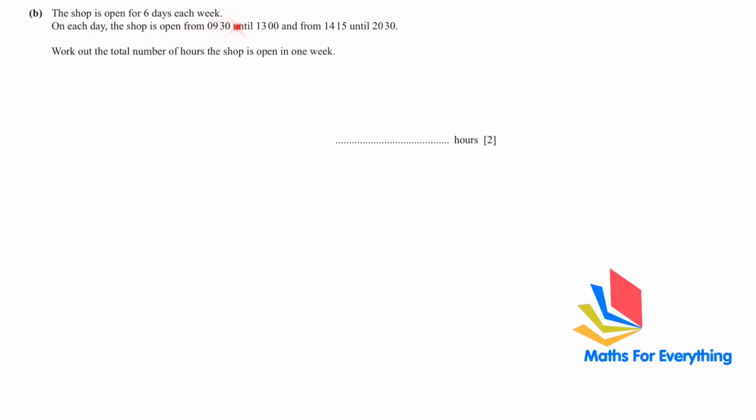The shop is open for 6 days each week. On each day, the shop is open from 9:30 until 13:00 and from 14:15 until 20:30. Work out the total number of hours the shop is open in 1 week. From 9:30 to 13:00, how many hours are there? After 9, there will be 10, 11, 12 and 13. So 30 minutes here, then 1 hour, 1 hour and 1 hour. So this is a total of 3 hours 30 minutes, which you can write as 3.5 hours.